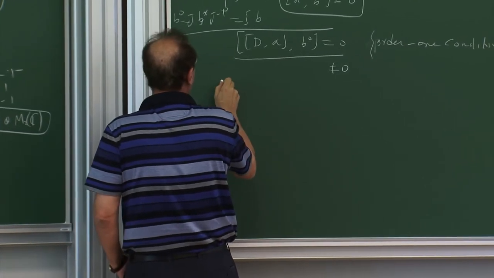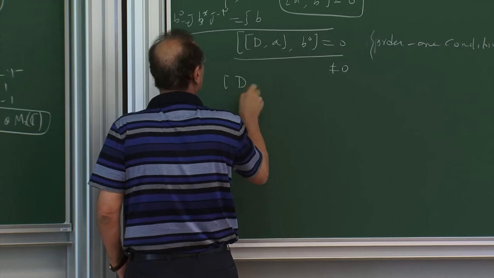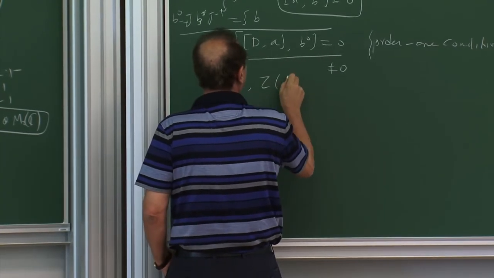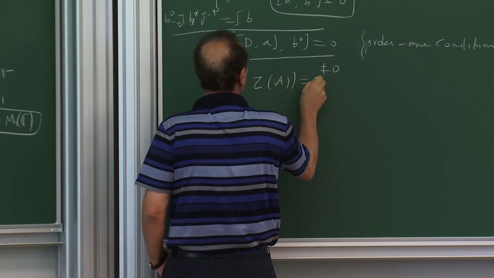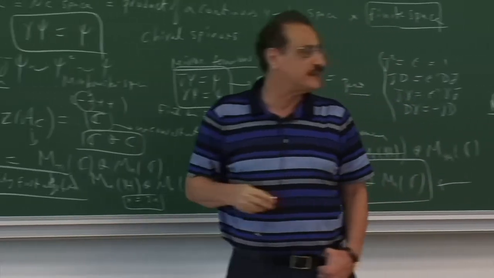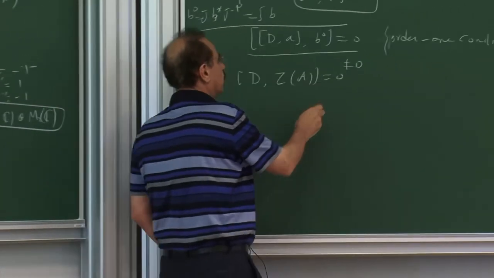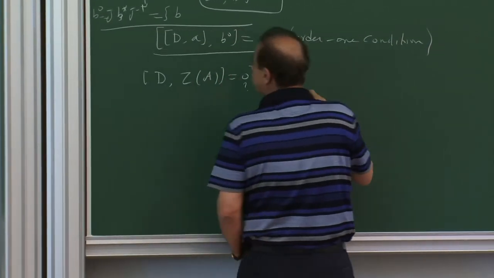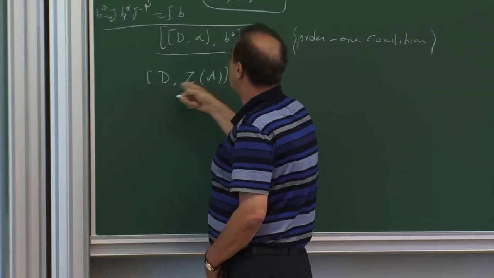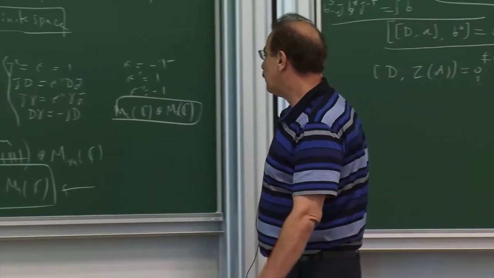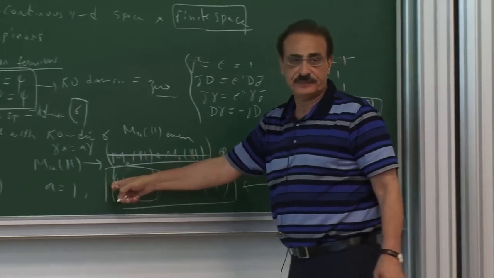And on top of it, now there is one more condition. Is the question that if we take the commutator of the Dirac operator with the center of the algebra, is it zero or not zero, actually? This is the question. Well, what we have shown is that there are two possibilities. If it is zero, then this symmetry is really intact.